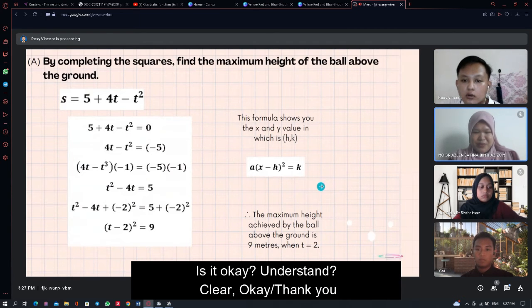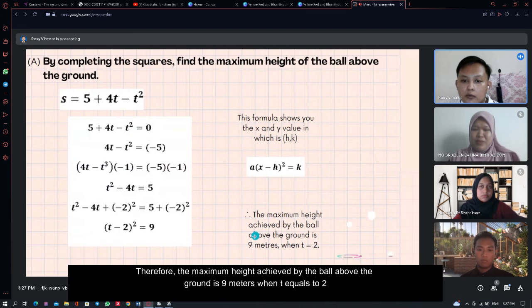Thank you. Okay. Therefore, the maximum height achieved by the ball above the ground is 9 meters when t equals 2.